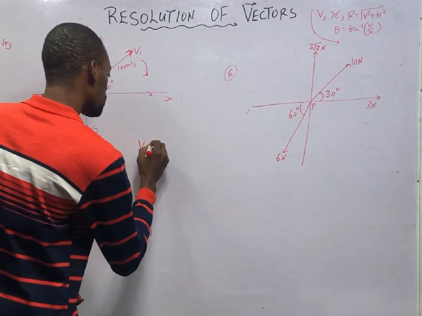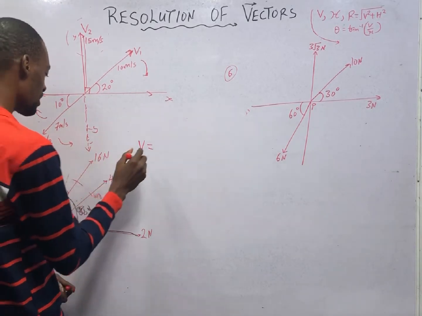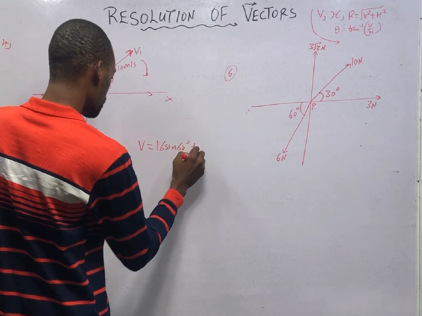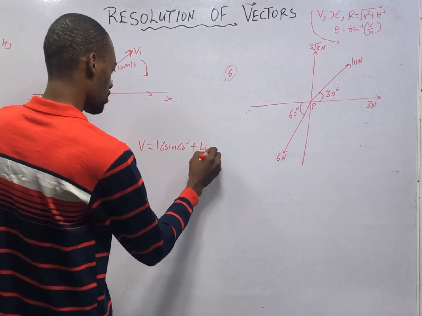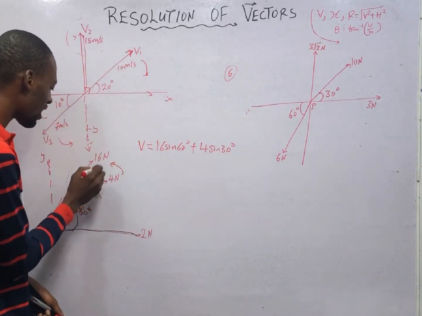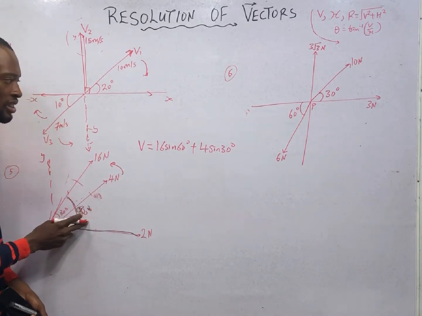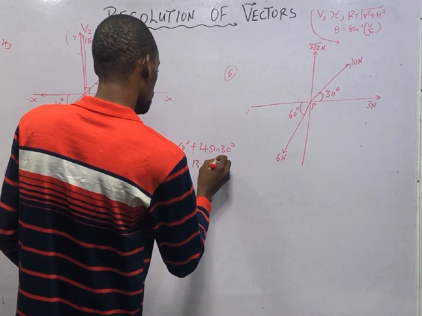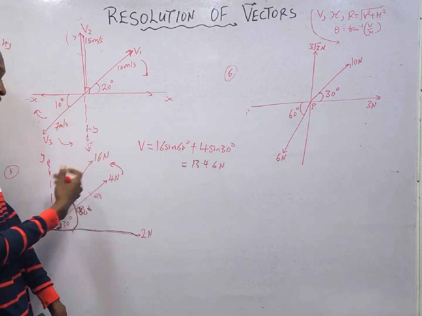So the vertical component will simply be, there is nothing here already. So 16 sine 60 degrees plus, resolving 4 Newton here, 4 sine 30 degrees. So the angle of this 16 Newton is 60 degrees. The angle of the 4 Newton is 30 degrees. So that should give you 13.46 Newton, if I'm not mistaken, according to my calculation.